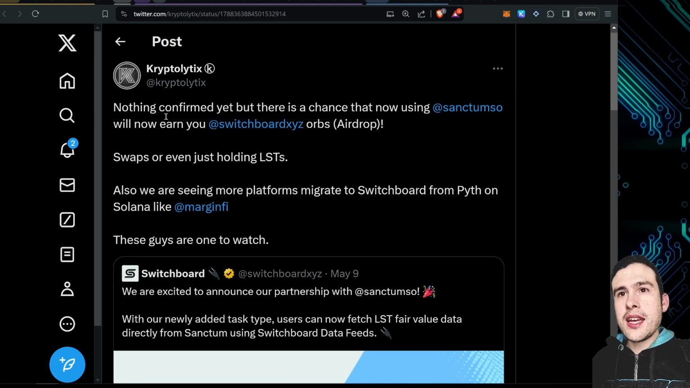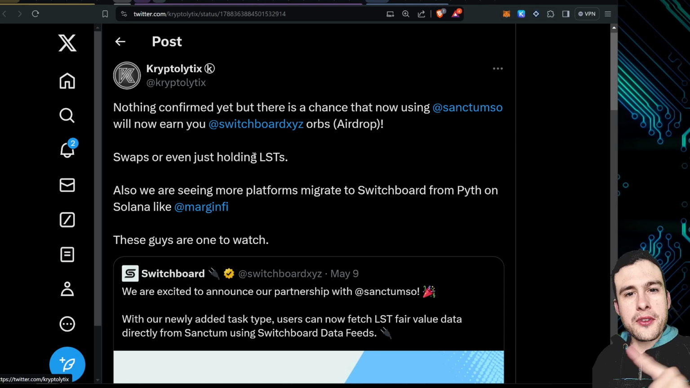Now, this is something that I think is worth noting. There's nothing confirmed yet, but there is a chance that using Sanctum will earn you Switchboard orbs, which will be a potential airdrop in the future. So swaps, or even just holding LSTs within the Sanctum ecosystem. Now, you can't swap everything from one LST to another. At least last time I tried to do it, or yesterday, it didn't work for me. Going from JupSOL to BonkSOL didn't work. I had to use Jupiter, as I mentioned before.